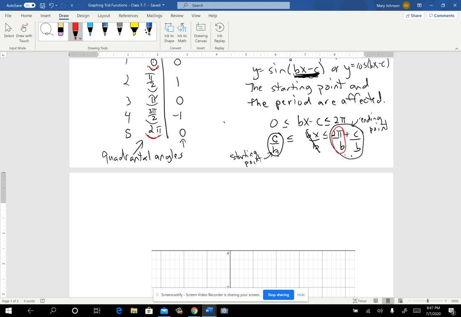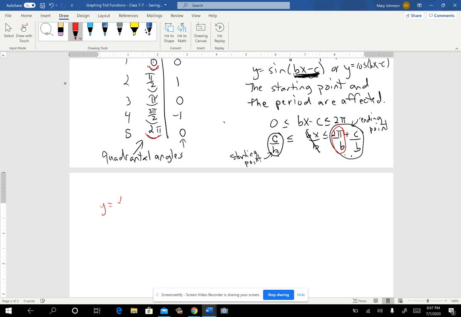So let's say, and let's not graph, let's just do the 5 key points for a while. So let's say, and we'll do a lot of these, we're trying to do y equals, and I'm just going to look at the b, the part that's in here with the x. So let's say you're doing something like that.